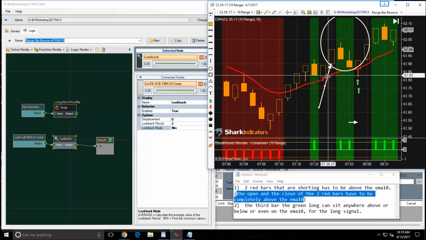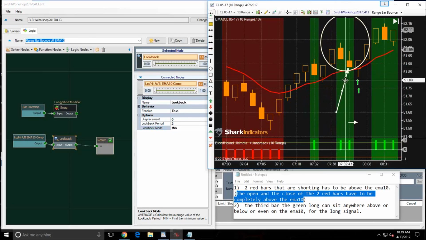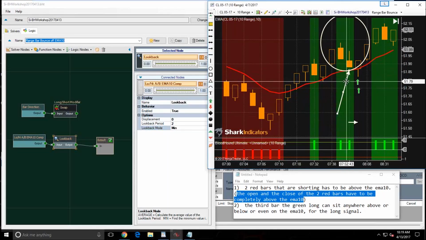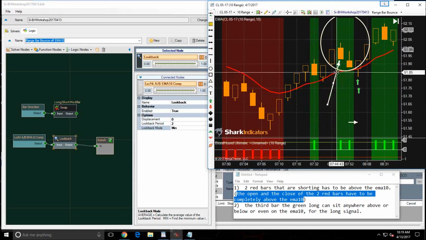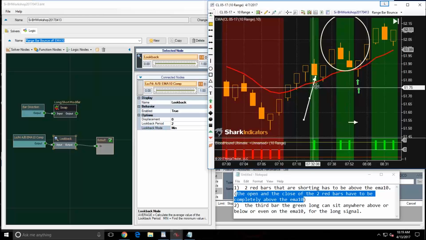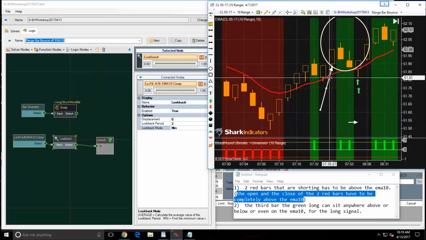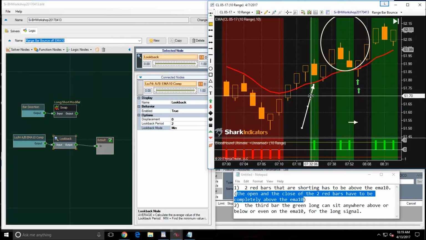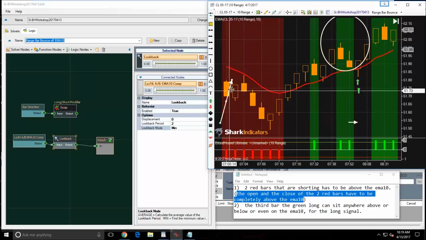So here's the first bar that's completely above the EMA, and then here's the second bar that's completely above the EMA. And then if we look at the next one, the previous 2 bars are above that EMA. So there we go. When we get a long output, we know that there were at least 2 bars in a row that were completely above the EMA. And same for the shorts over here.